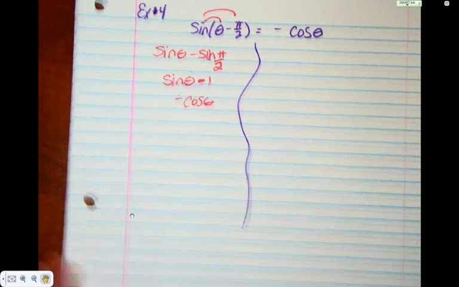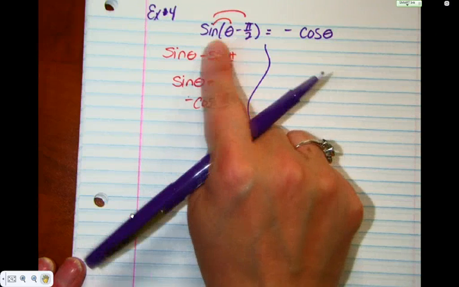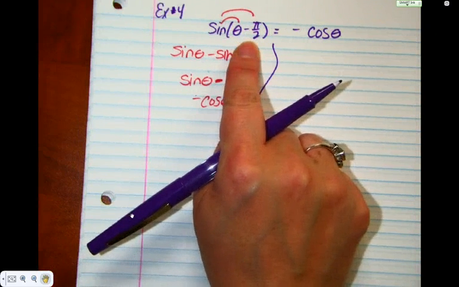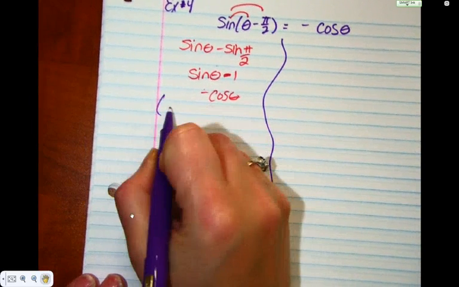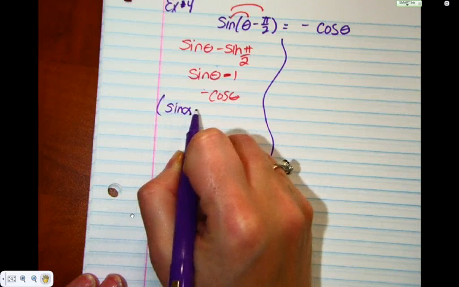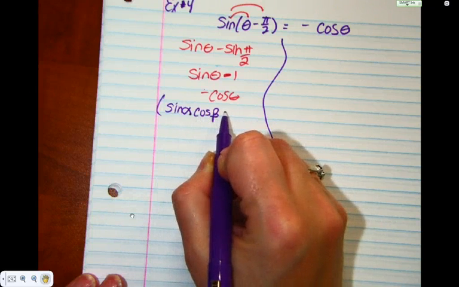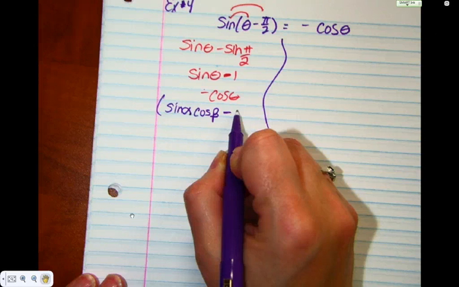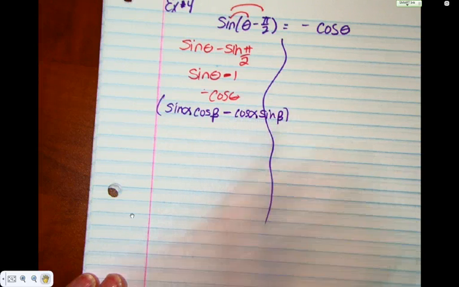Okay, so what do we do if we can't distribute? Well, we grab our card. You look at cos of an angle minus an angle. That's just alpha minus beta. So what is the other side of the sine alpha minus beta equation? Sine alpha cos beta minus cos alpha sine beta.